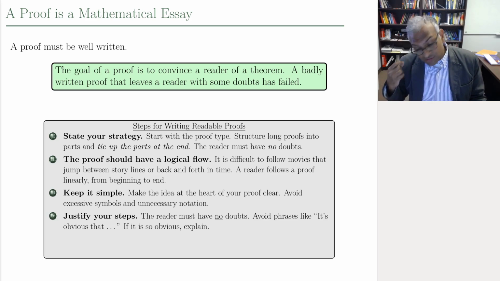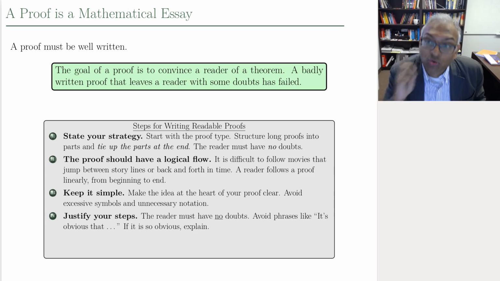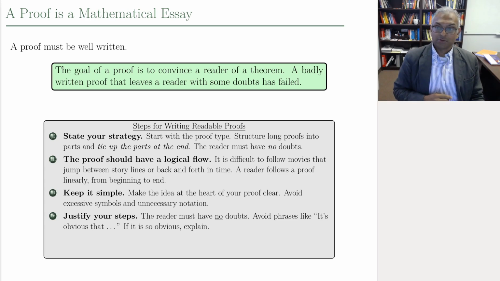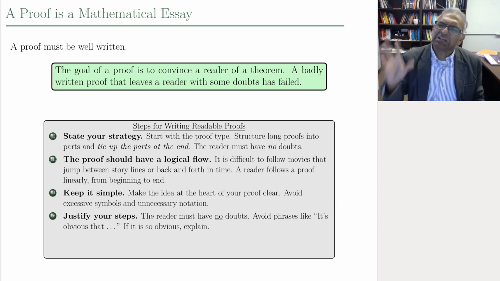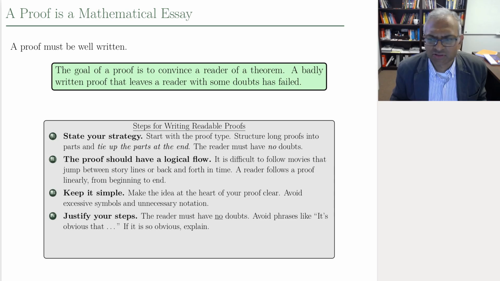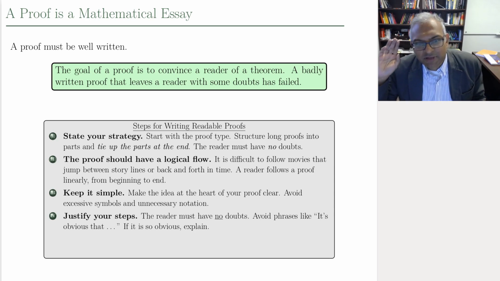Okay? Justify every step. The reader must have no doubts. Okay? So if it's so obvious, don't just say it's obvious that. If it's that obvious, give a quick explanation. Unless it really, really is obvious, like 2x is even. You say 2x is even. Okay? But otherwise, don't leave the reader with doubts as to why it is so obvious. Give the quick explanation. Okay?